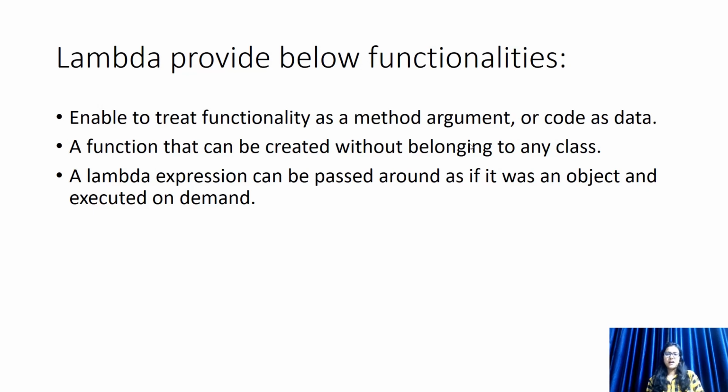Lambda provides us a few functionalities: we can treat functionality as a method argument, or code as data, a function that can be created without belonging to any class. A Lambda expression can be passed around as if it was an object and will be executed on demand. I know the points are not that clear, so once we start coding, these points will be clearer. For the theoretical purpose and for cracking the interview, you should know what functionality has been provided by Lambda.